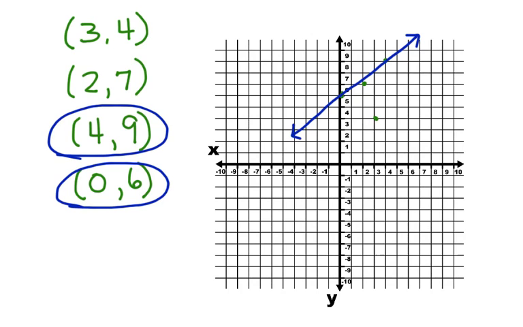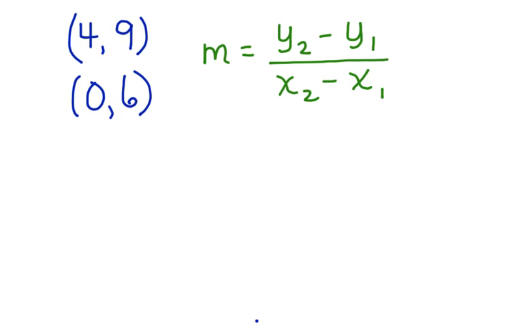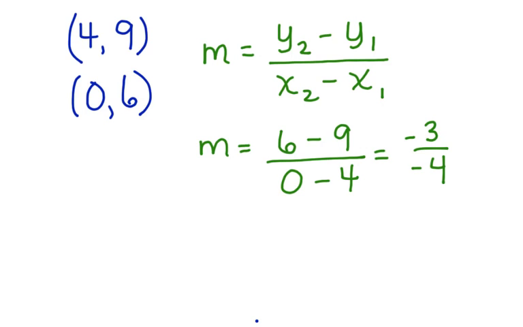Now, as long as we have 2 points that are on a line, we can write the equation for this line. Let's take these points and write the equation for this line of best fit. The first thing we need to do is find the slope. Here's the formula we can use for finding the slope of the line. The slope equals y2 minus y1 over x2 minus x1. Now let's substitute the values into this formula. When we subtract, we have negative 3 over negative 4, which simplifies to 3/4.